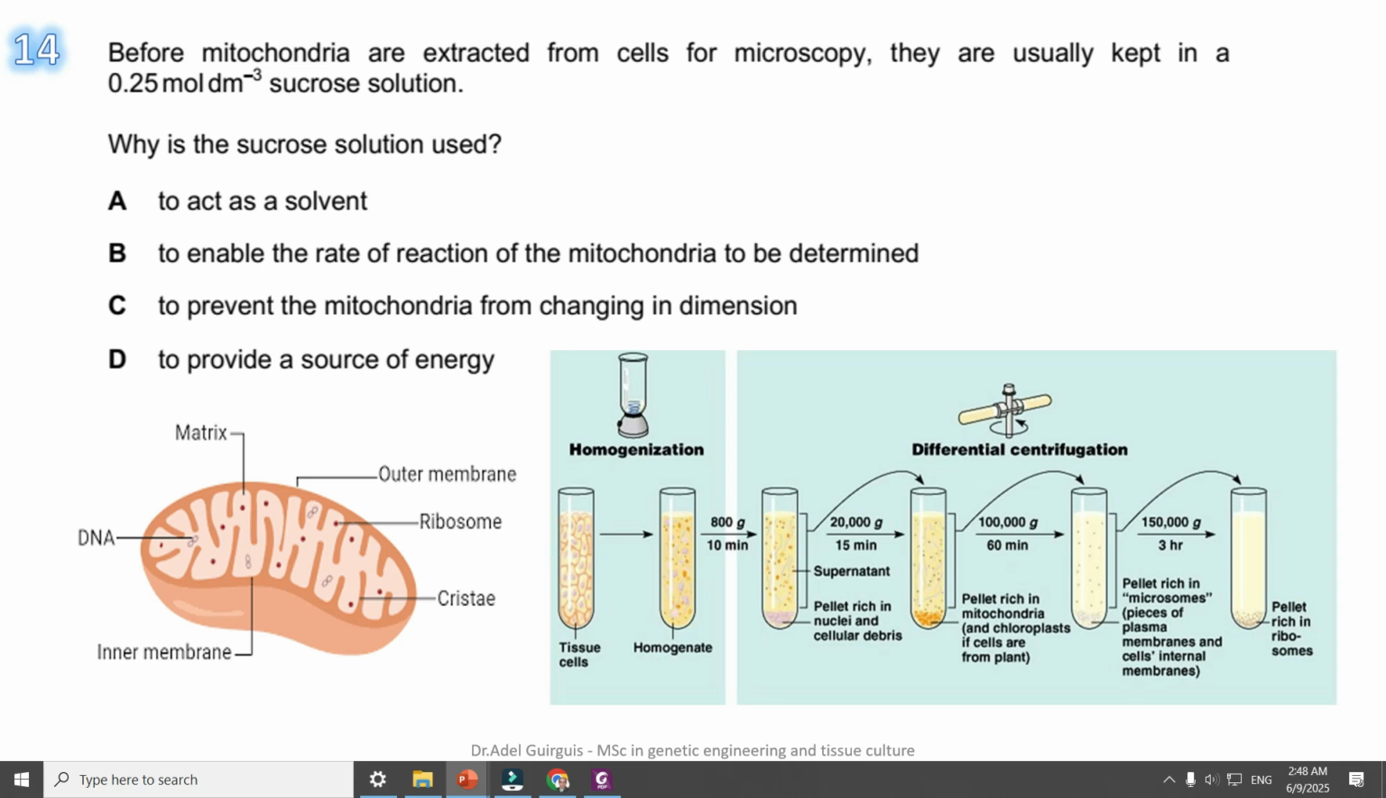Last choice, to provide a source of energy. In this study, when we deal with extraction, we use sucrose solution with specific concentration not to feed or for nutrition of mitochondria. No. It is used as a medium with the same water potential as the matrix to prevent changing its dimension or its shape. So the answer is C.